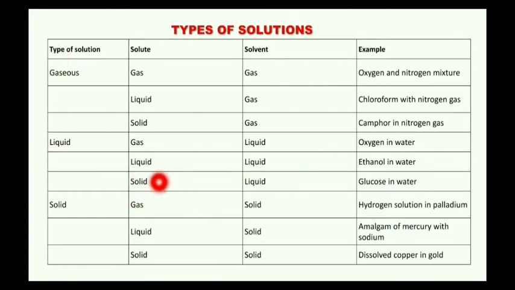Third type of liquid solution is where the solute is in solid state and the solvent is in liquid state. Okay, so solid is dissolved in liquid. So the example is glucose in water, where glucose is the solute which is in solid state and it is dissolved in water, which is in liquid state.